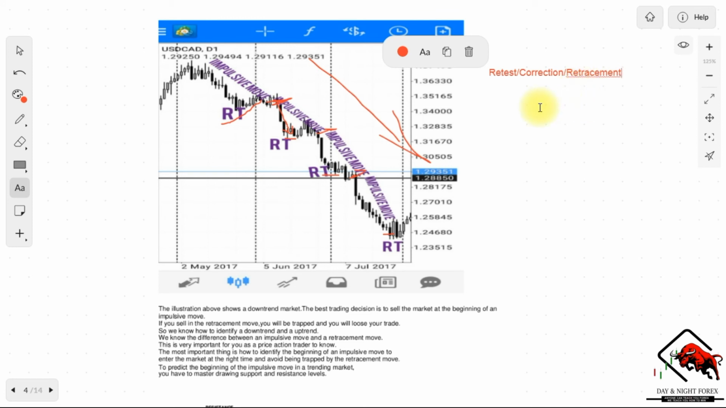All you are looking for here is a point where the market will try to retest before going in your direction. So that's why support and resistance are very key to be able to get the perfect entry on these impulsive moves, to be able to predict the beginning of the impulsive move in a trending market. So whether it's in a downtrend or in an uptrend, we'll be making use of those.